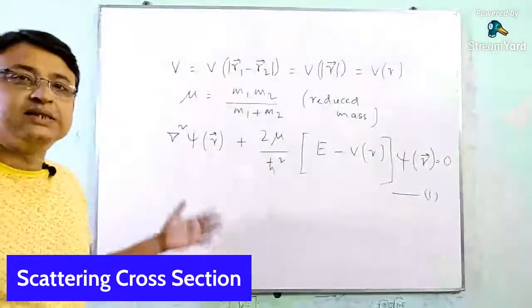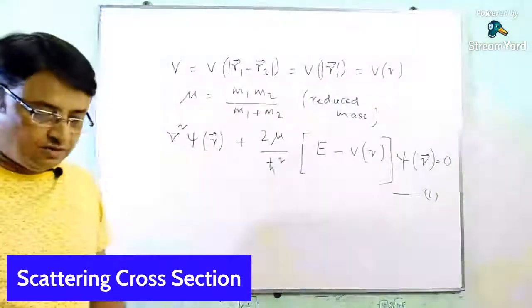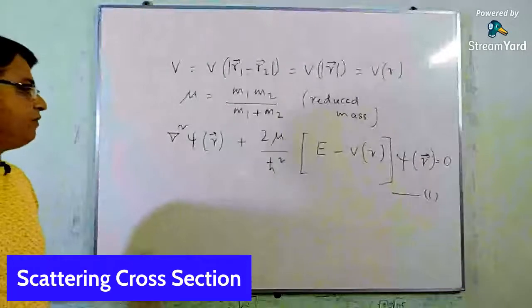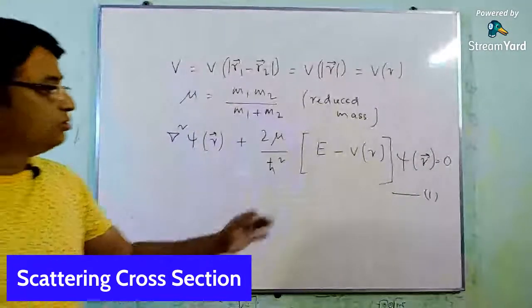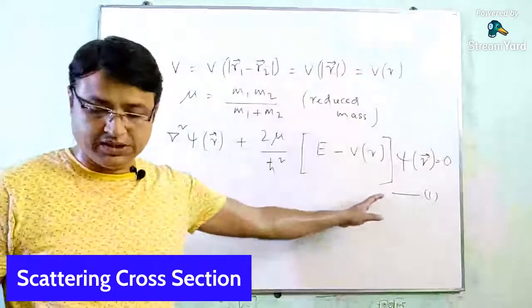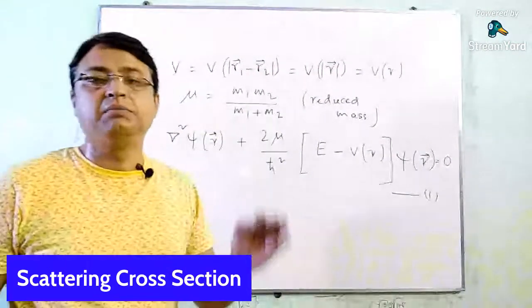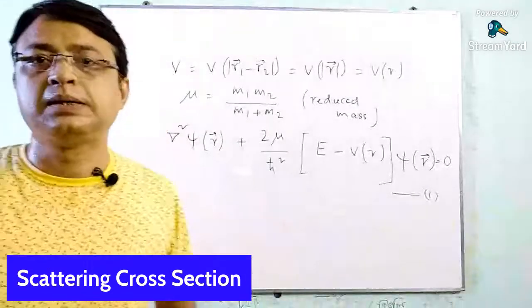Now at large distance, that is when r tends to infinity from the scattering center, the form of the wave function psi(r), that is the solution of this equation 1, should be such that it must consist of two parts.